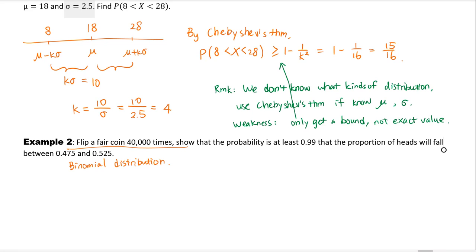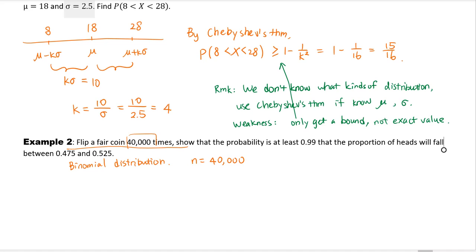Okay, and in this problem, you see we flip the coin 40,000 times, so n is 40,000. And this number is so big. Do you still remember how we compute the binomial distribution? We either use the PMF, which is the formula, right? n choose r, and then the number of successes, so p to the r times the number of failures, so 1 minus p to the n minus r. So this is the formula for the PMF.